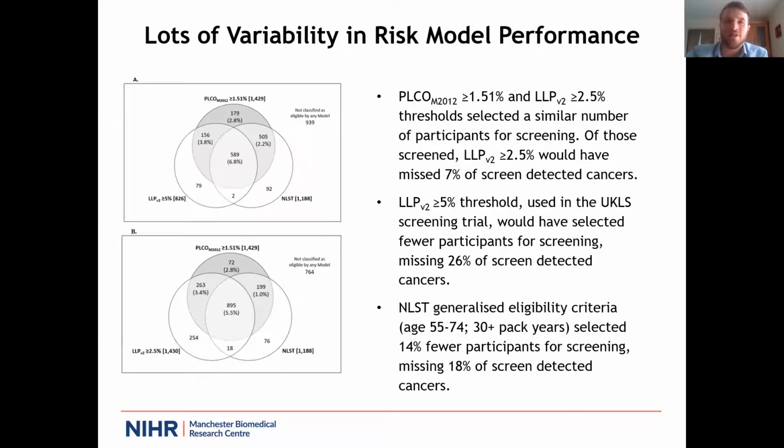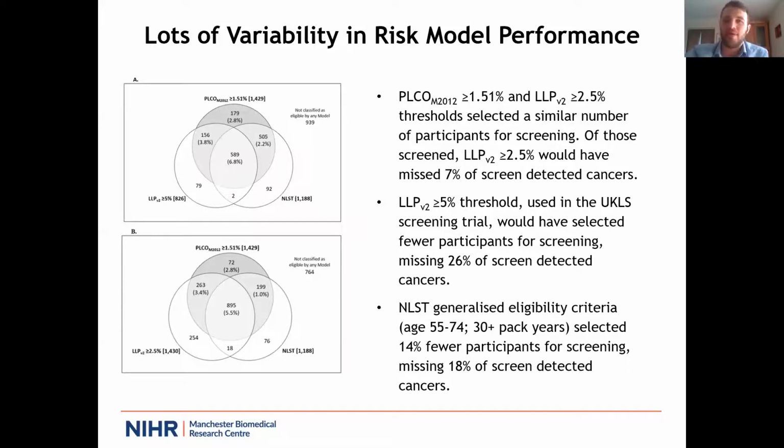Now, it's really important to note that you would also have screened people who weren't screened in the trial under that model, and we can't account for what would have happened to those people, as it's a retrospective analysis. So it's a very tentative analysis, but interesting nonetheless.